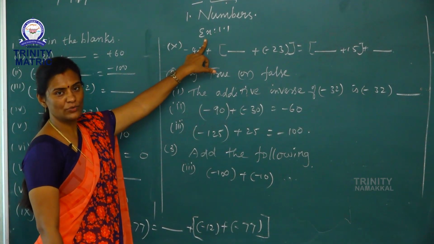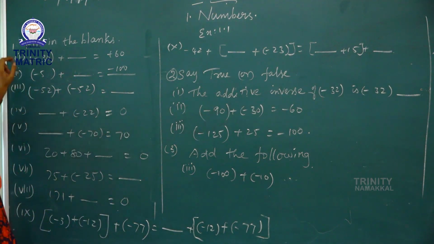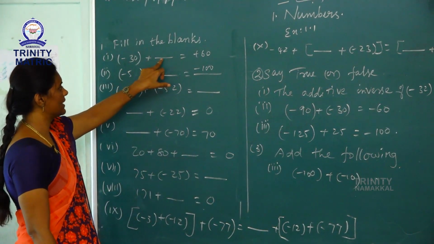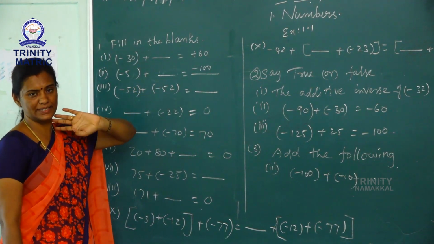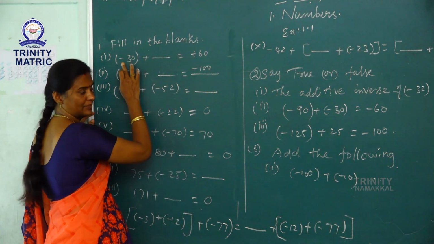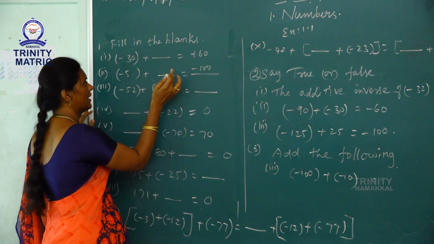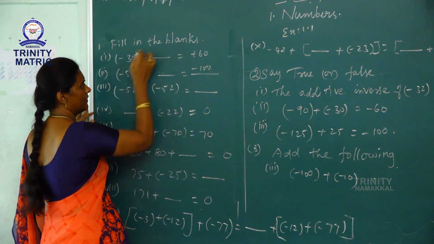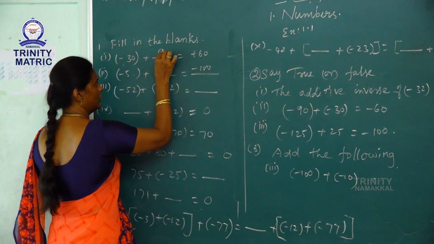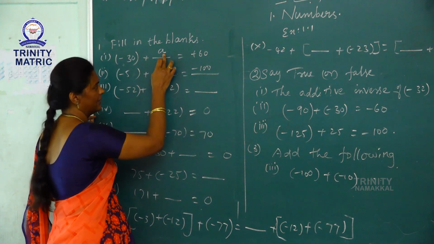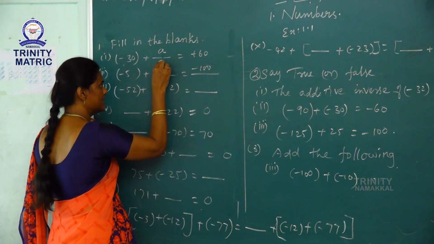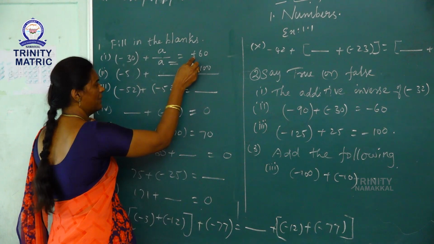Now we move on, exercise 1.1. Listen. First one is fill in the blanks. See here, minus 30 plus which number we get plus 60. Listen carefully. Here minus 30. So what number we add to minus 30 to get plus 60? Let us take the number as A. We don't know that number, so let us take A. Now here we have to find the value of A. You keep this A as it is, equal to what number here we have?